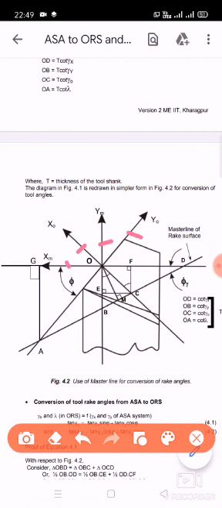Now you have to draw the cutting tool. From point C you have to draw a perpendicular on XM. Now from point C you have to draw another perpendicular on YM, and you can see T, capital T, the thickness of the tool shank. Now OD equal to cot gamma X, OB equal to cot gamma Y, OC equal to cot gamma O, and OA equal to cot lambda.